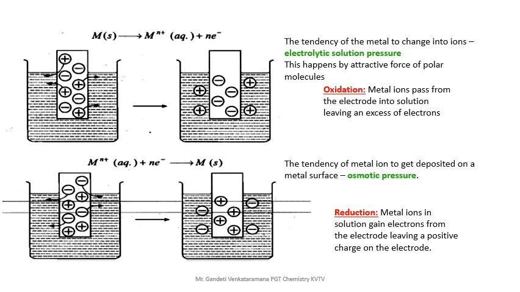Reduction. Metal ions in solution gain electrons from the electrode, leaving a positive charge on the electrode. In the earlier case, what happened? Leaving an excess of electrons. Clear? But in this case, leaving a positive charge on the electrode. Basically I have explained oxidation and reduction. Already you know what is oxidation and what is reduction. I tried to explain oxidation and reduction by using these diagrams, by using the electrodes.